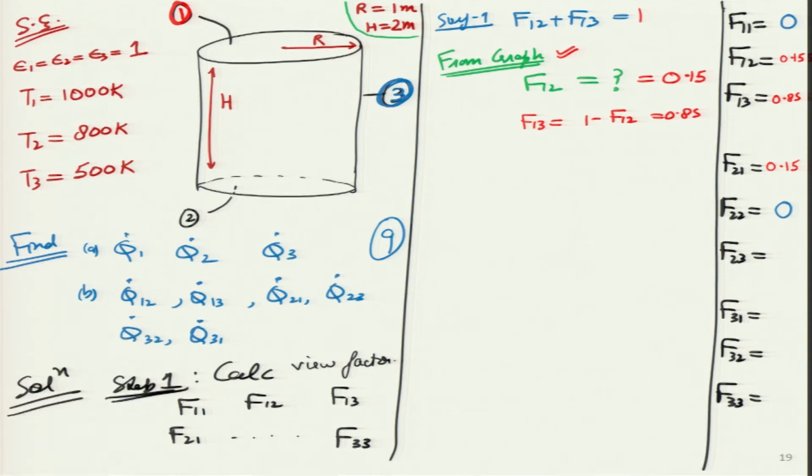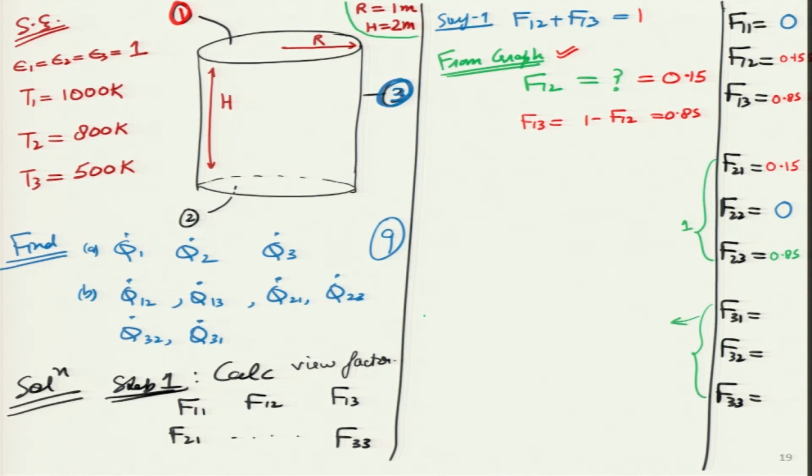Then what are the other values I can fill? For surface 2 also the sum will turn out to be 1. So, if this is 0.15, this is 0, this should be 0.85. Now, none of these other values I know over here, but using reciprocity very quickly I can find them.